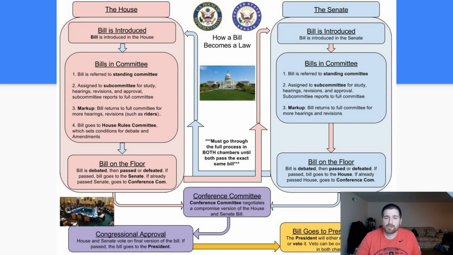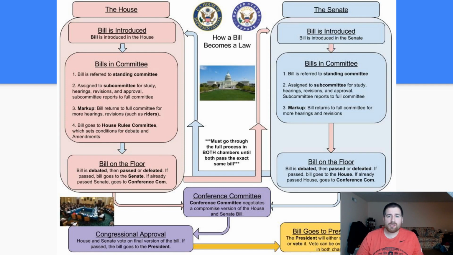Bill is introduced, it's referred to the standing committee, which deals with the topic of the bill, which is then assigned to a subcommittee, who then again studies it, revises it, reports it back to the full standing committee, and then the full standing committee will talk about it and mark it up. But you'll notice in this Bills and Committee section, there's one part missing, and there's no Senate Rules Committee. That's because debate over a bill in the Senate is a lot more informal. So there are no set rules for debating a bill or talking about a bill in the Senate.